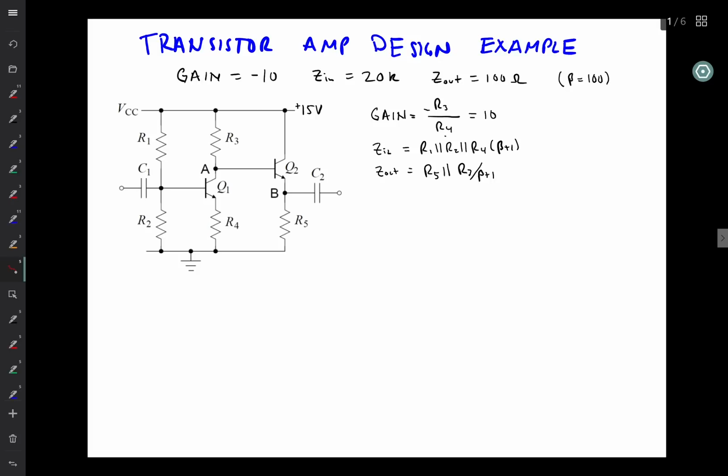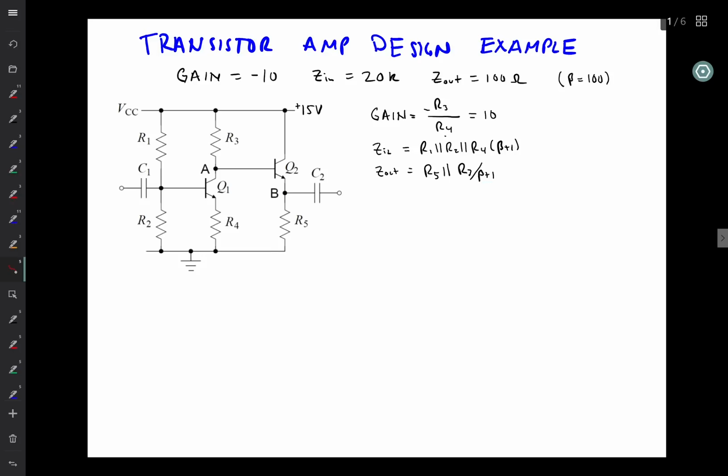The output impedance, on the other hand, involves Q2 and what Q2 sees at its base, which is the output of Q1 on the collector. So the output impedance is R5, this resistor, the emitter resistor of Q2, in parallel with the source resistance seen by the base, which in this case is simply R3, the emitter resistor in the common emitter amplifier. And that's divided by beta.